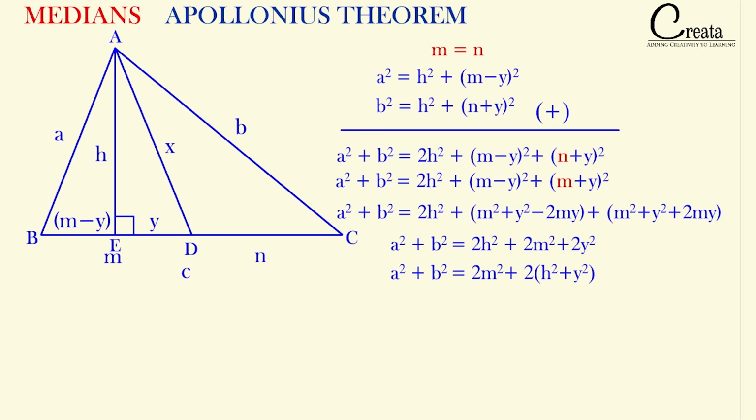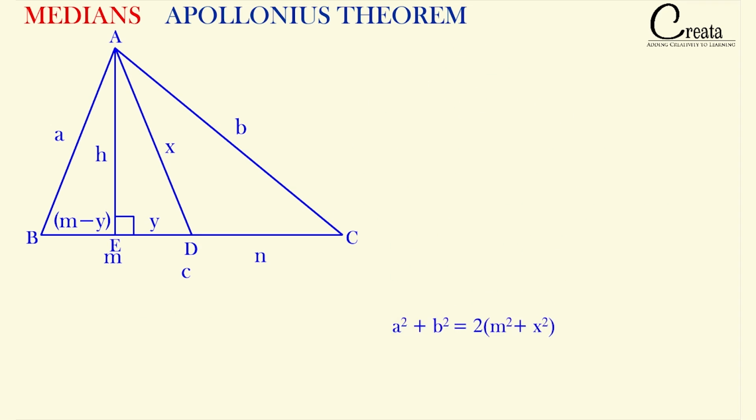Why? If we take the triangle AED and apply the Pythagoras, we got Y square plus H square is equal to X square. So we can replace Y square plus H square with X square. So we got A square plus B square is equal to twice of M square plus X square. So we got this relation, that is A square plus B square is equal to twice of M square plus X square. Let's go back to the figure.